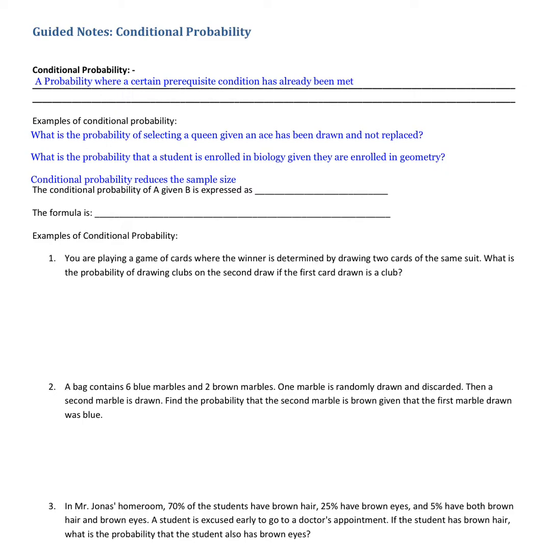I am making this one because conditional probability had a little bit of some quirks to it, so I wanted to make an individual video just doing some conditional probability. I'm going to show you the way to use the formula, and then I'll show you guys a way to use our reduced sample sizes.